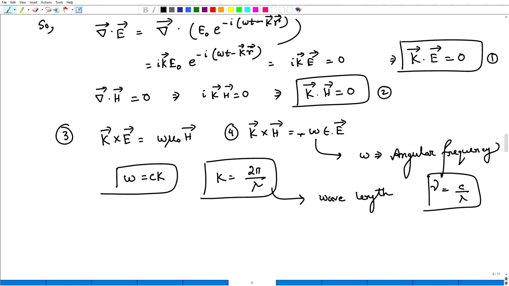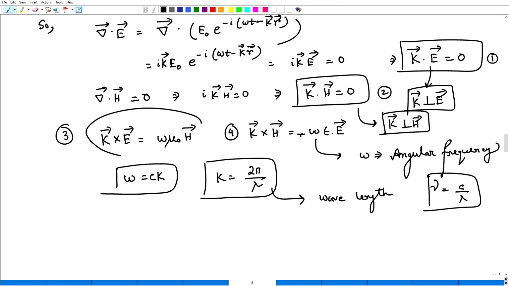So now what are the outcomes of these four equations we obtained? The first equation says the dot product of the wave vector and the electric field is 0, which means that the electric field and the wave vector are perpendicular to each other. Similarly, the wave vector and the magnetic field are also perpendicular to each other. So the wave vector is perpendicular to both the electric and magnetic fields, but it does not mean that the electric field and magnetic field are also perpendicular, that may be in the same direction.